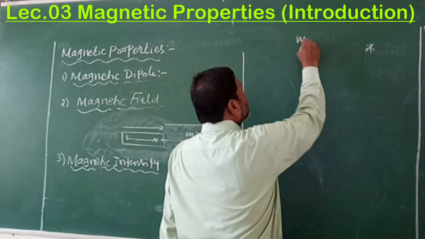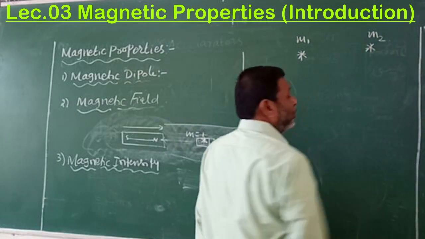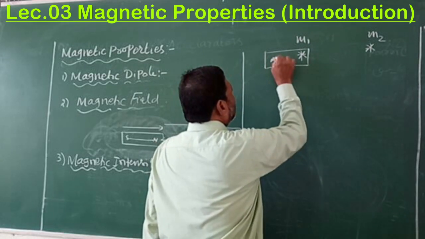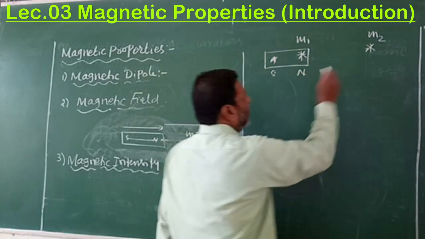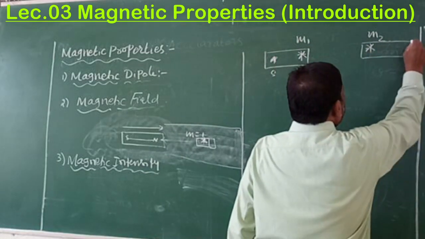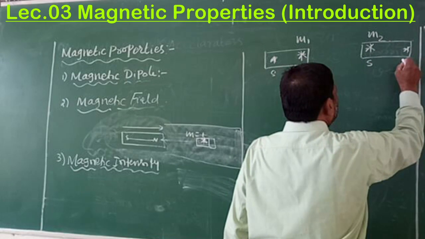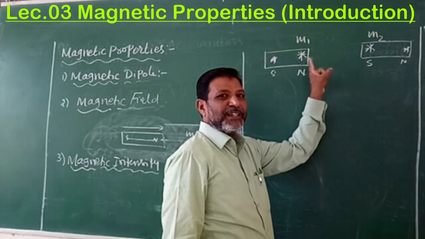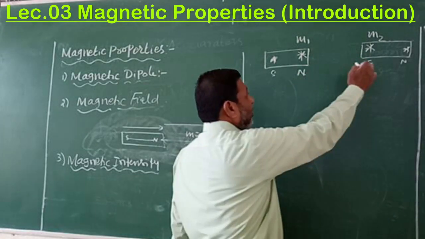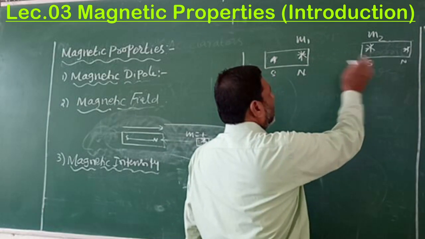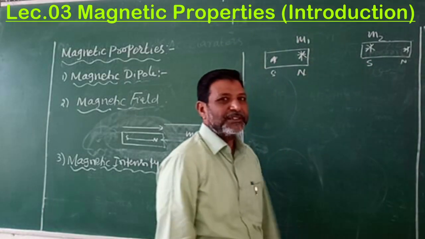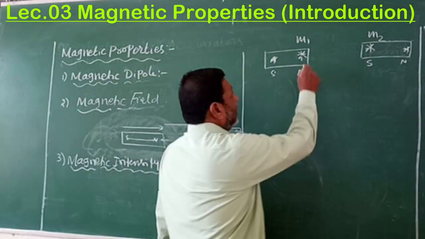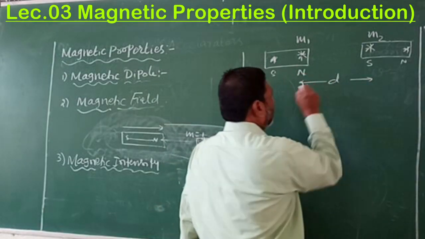Of pole strengths M1 and M2. Suppose this is the north pole and this is the south pole. Like this, this is the south pole and this is the north. Now the unlike poles are facing each other, so there is an attractive force. Instead of this south, if there are like poles, then there is repulsion. Now in between these two, how much force is existing? These two are separated by a distance d.